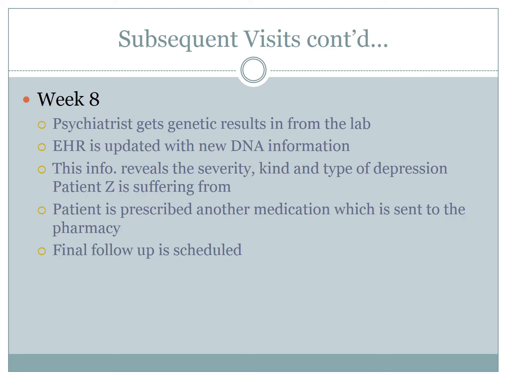Within 8 weeks from the first visit, the psychiatrist gets the genetic results back in from the lab. Patient Z's electronic health record is updated with the new DNA information. This information will help the doctor, and it will reveal the severity, kind, and type of depression patient Z is suffering from. Patient Z is now prescribed another medication, which is sent to the pharmacy. A final follow-up is scheduled.